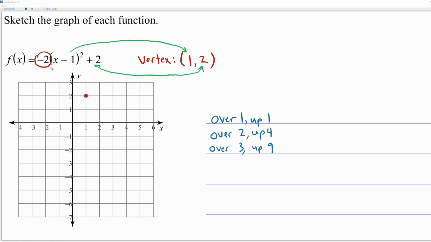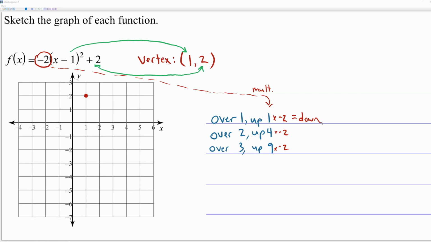Long story short, for parabolas, and my shortcut for graphing them quickly, is we want to take this negative 2, the number in front that we're multiplying, and we're going to multiply all of these y values. I'm interpreting these up and down numbers as y values. So I'm going to multiply all of these by negative 2. Just the up values, not the over values. Now, because this number is negative, that changes up to down.